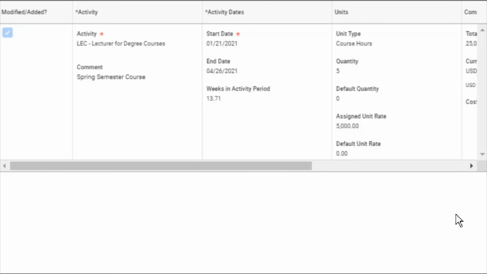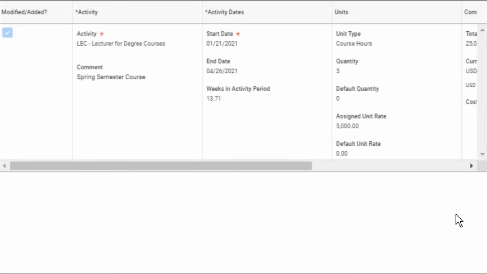Next, I'll take a look at the units. These are used for lecturers who are paid per class taught. This individual lecturer will be teaching 5 courses at $5,000 per course. The number of courses can be validated under quantity. As you can see here, it's listed as 5. The assigned unit rate is $5,000 per course. For a grad associate, fellowship, or off-duty pay, this value would be the total pay amount for the entire semester.